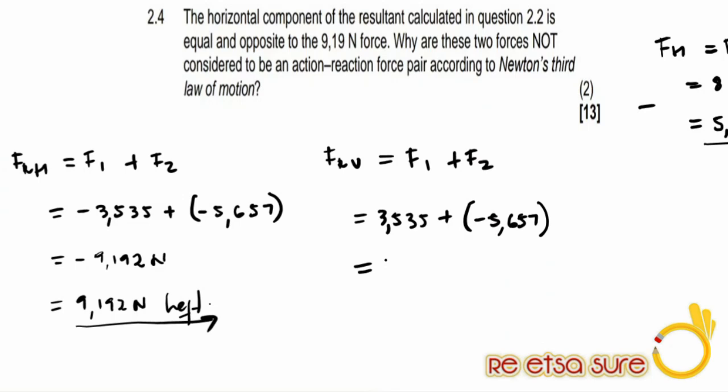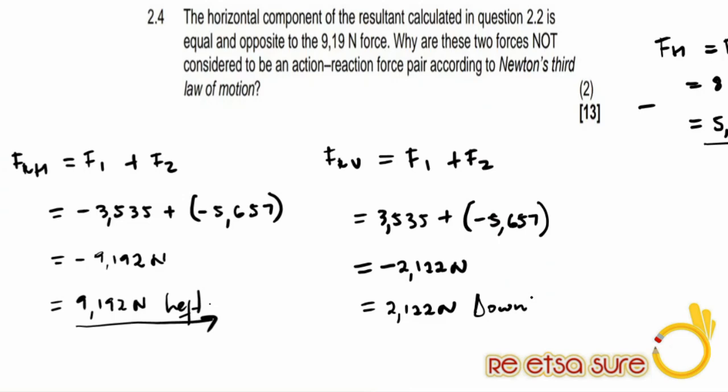I'm going to have 3,535 minus 5,657, and then our answer is negative 2,122 Newton. But remember that we don't leave our answer as what? As negative. As we come back here, I can see that our up was taken as positive, and then our down was taken as what? As negative. So meaning as our answer is negative, I can just say 2,122 Newton. What is our direction? Downwards.